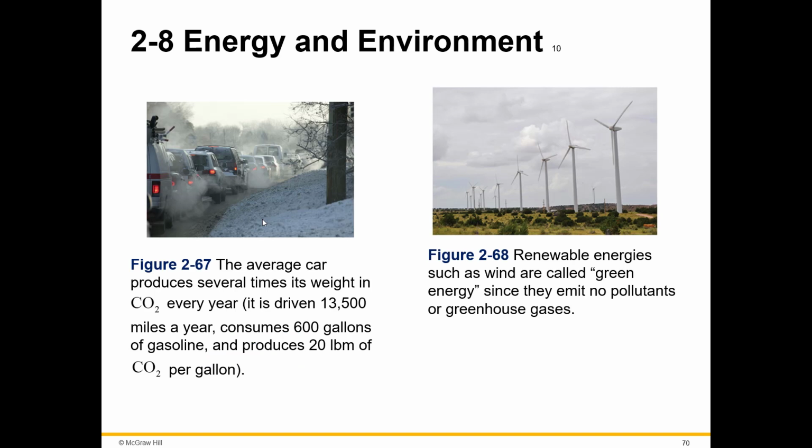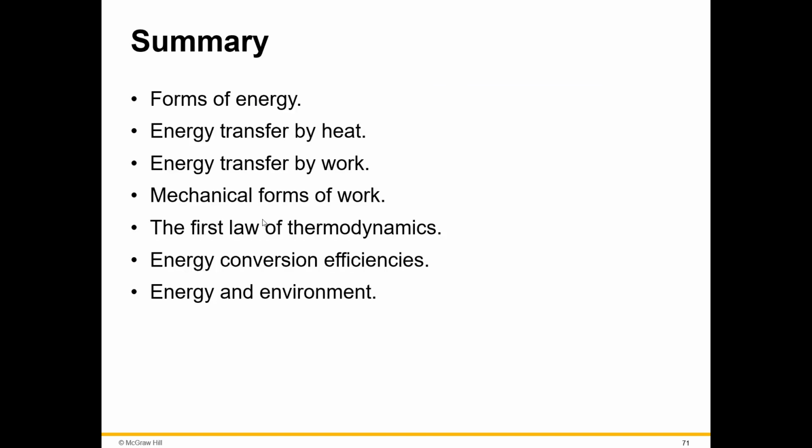And then here it just kind of goes into what is produced by cars, and then renewable energies such as wind are called green energy since they emit no pollutants or greenhouse gases. So there are ways to get energy without putting out pollutants and greenhouse gases. And then these are the summaries. We kind of went into it, energy and environment, things like that.